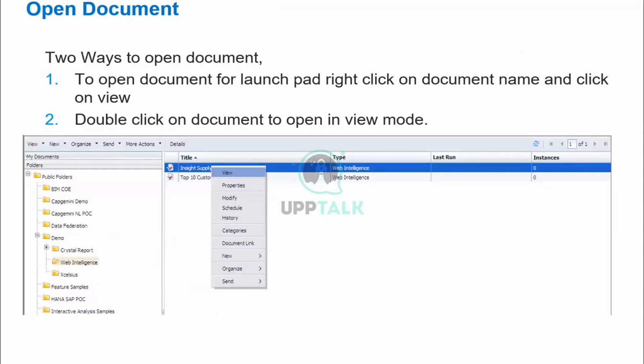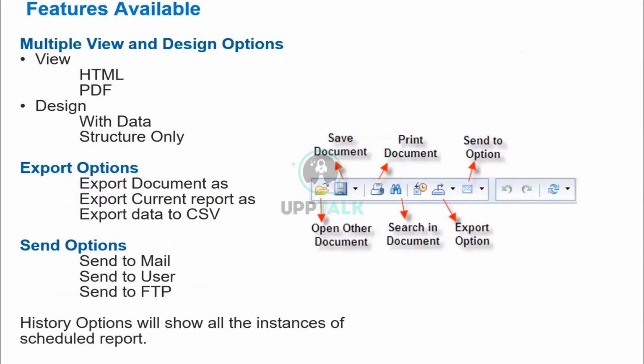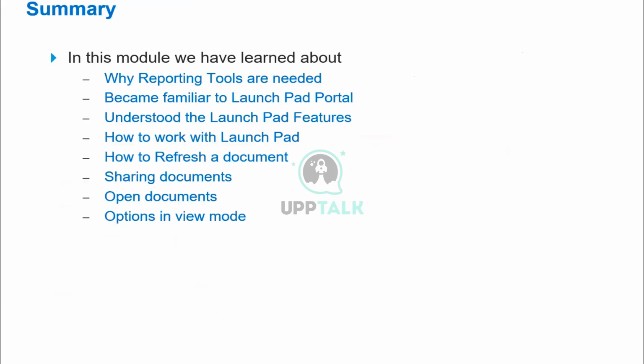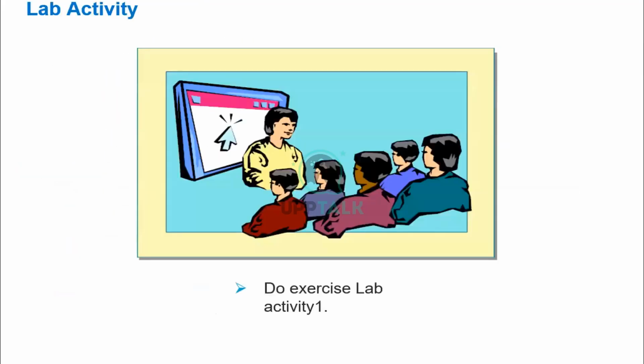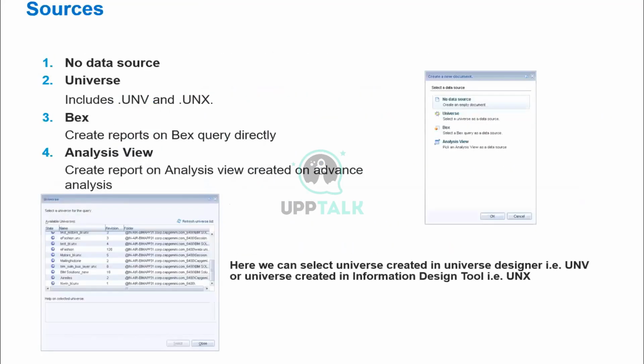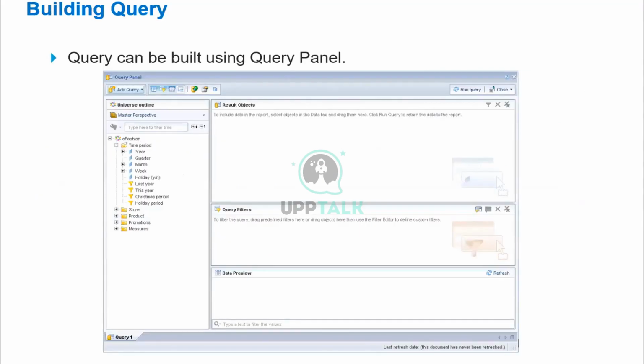How we can share the documents. What are the features available, like in the toolbar? What are all the options available? What are the types of data sources? How we can build a query using the query panel.